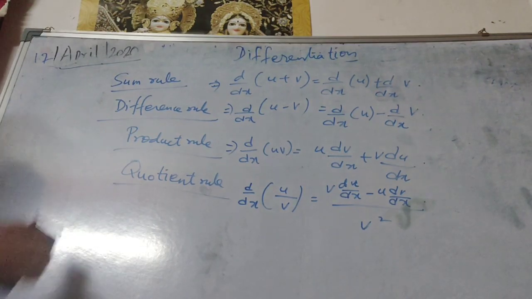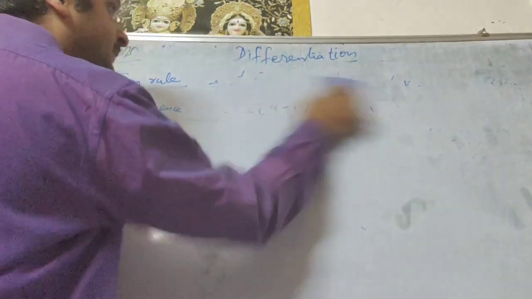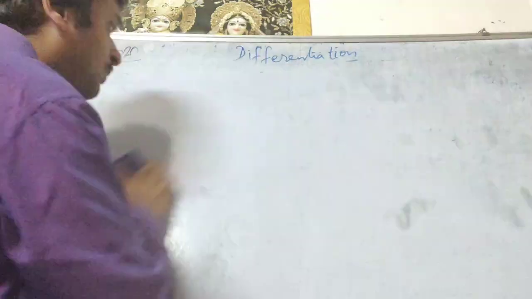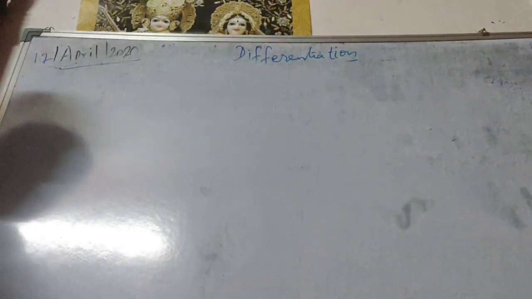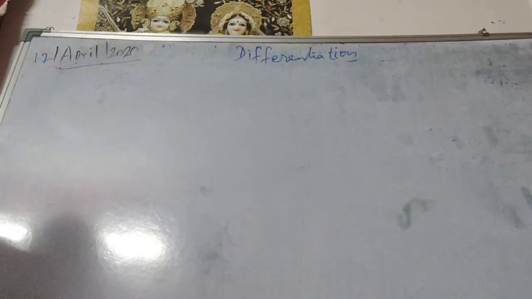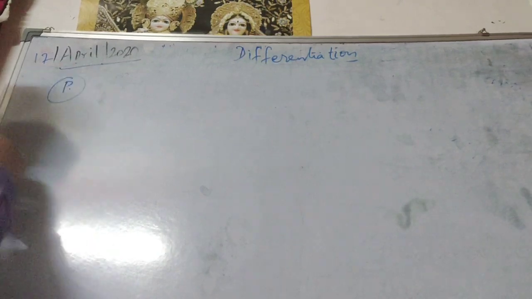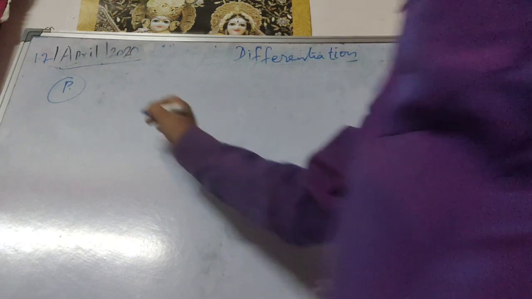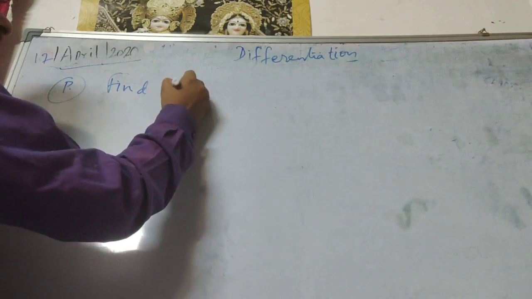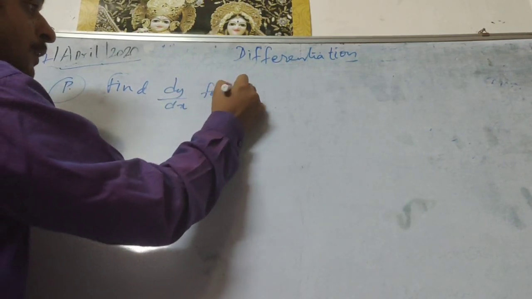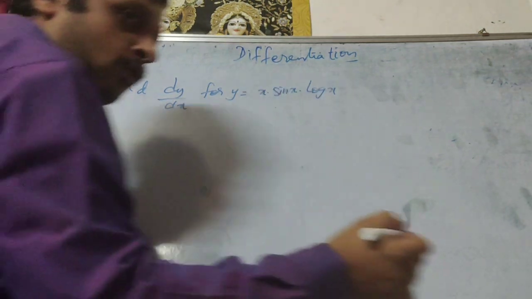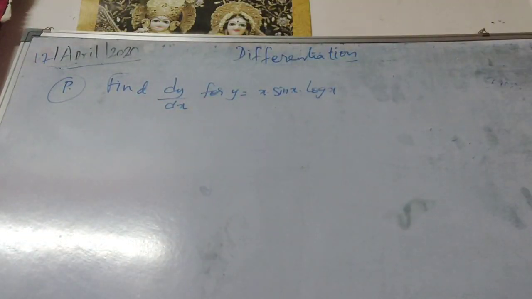We'll be solving a few problems on this, and I'll explain the required steps wherever it's required. We consider one more problem. We're considering a problem on product rule. Find dy by dx for y equals x sin x into log x.